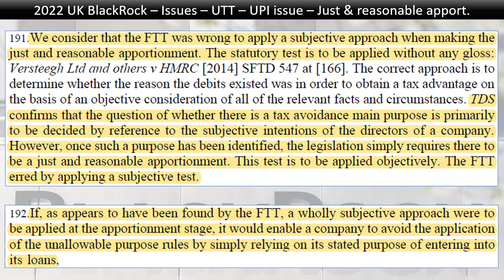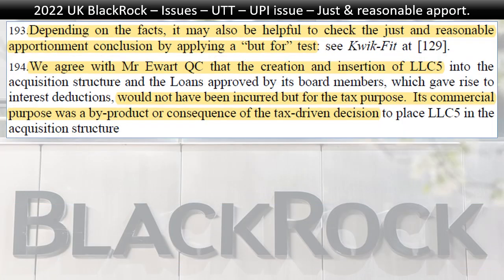And then you would have to believe what the director said instead of taking an objective step back and saying, let's look realistically at this. How do we split the purposes between these two purposes of tax saving and acquisition? And then the court goes on to say, depending on the facts, it might also be helpful to check the just and reasonable apportionment conclusion by applying a but-for test. And I like this. Again, it may be UK specific, but it is something one can use in other countries' tax systems and TP systems as well.